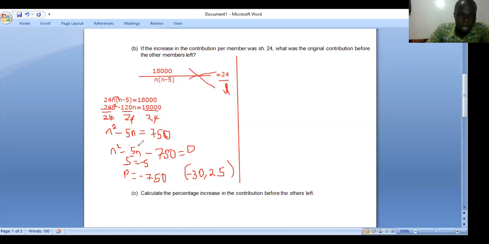So these values here, you substitute where there is 5. You don't write 5 there. So you say n squared minus 30n plus 25n minus 750 equals 0. So we substitute for the 5 here. I don't want that 5. Minus 30 plus 25, I'm supposed to get minus 5 back. Then from here, we do what we call factorizing.